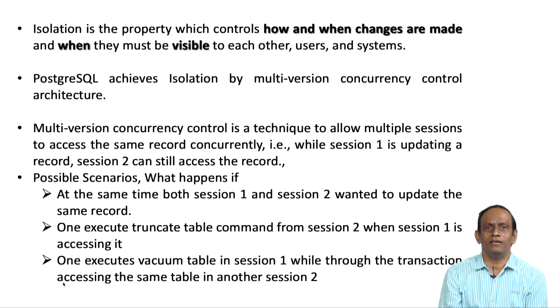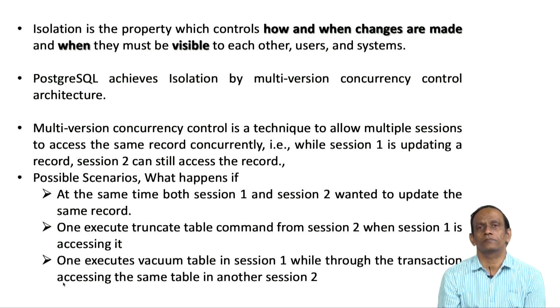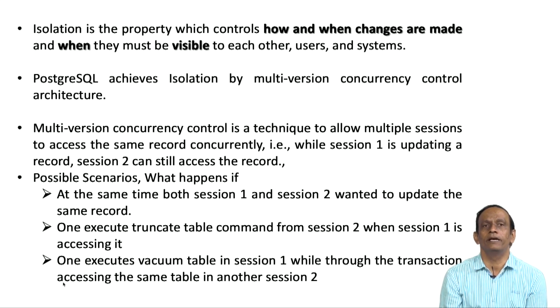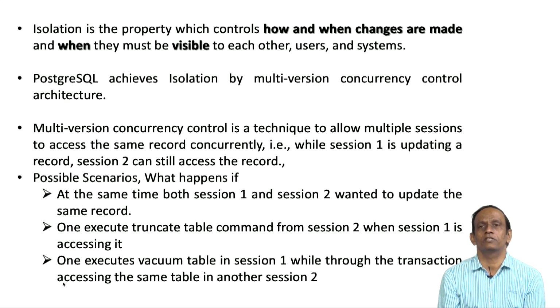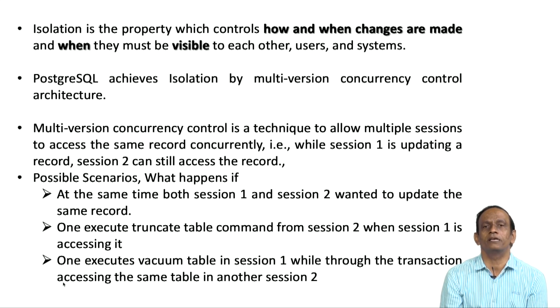Now, to address this, let us first understand what exactly the criteria are that Postgres applies. For that purpose, let us revise what isolation is. Isolation is a property which controls how and when changes should be made, and when exactly they should be visible to each other, probably users or systems. PostgreSQL achieves this isolation using MVCC architecture, multi-version concurrency control. This is a technique which allows sessions to access the same record concurrently.